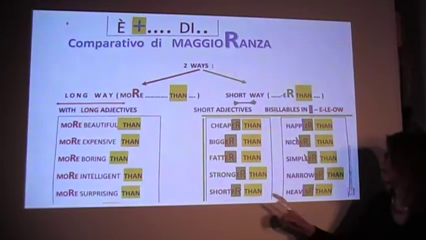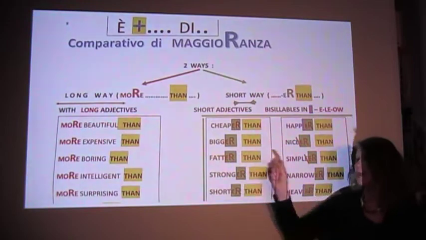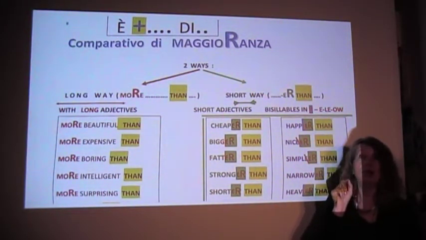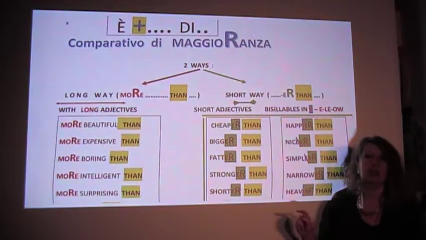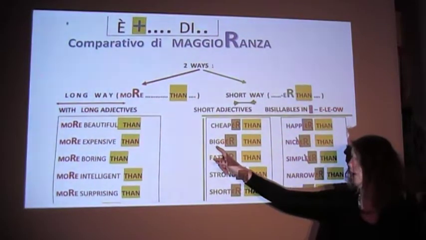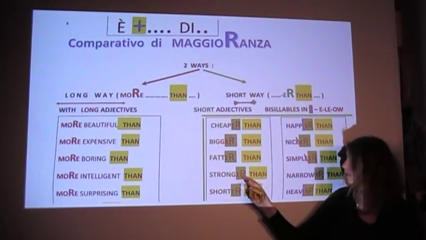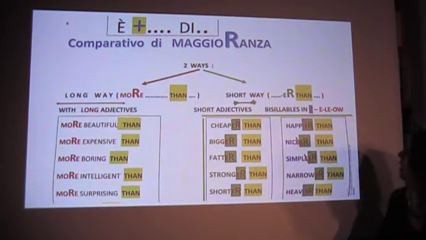Okay, remember that we have to double the consonant when the monosyllabic adjective ends with a consonant, and before the consonant you have a short vowel. Big becomes bigger, fat becomes fatter. Okay? Next one.